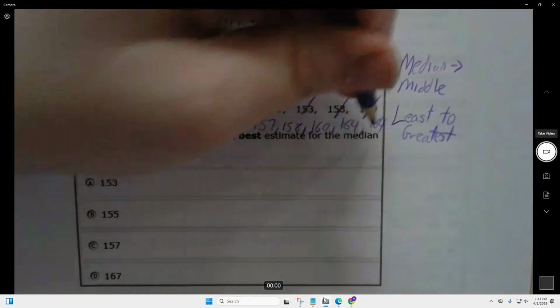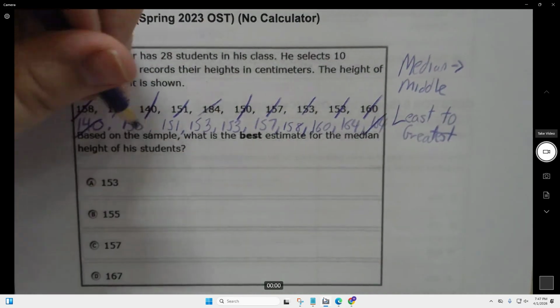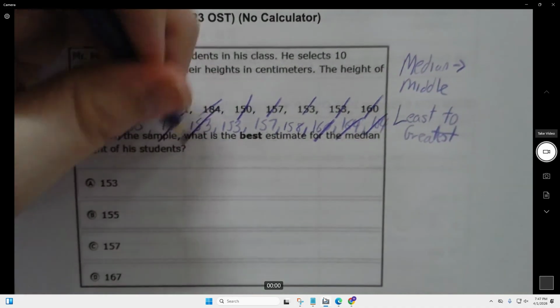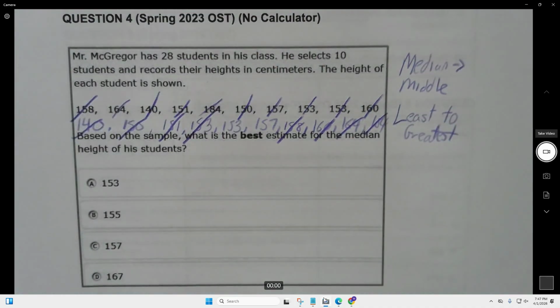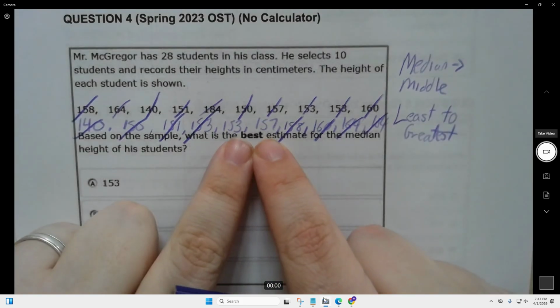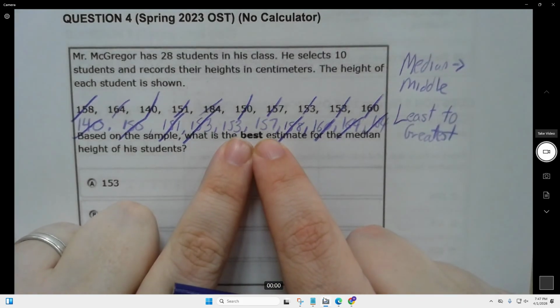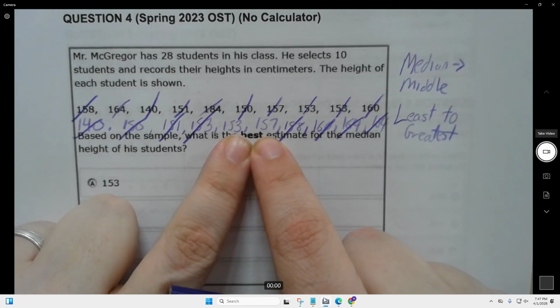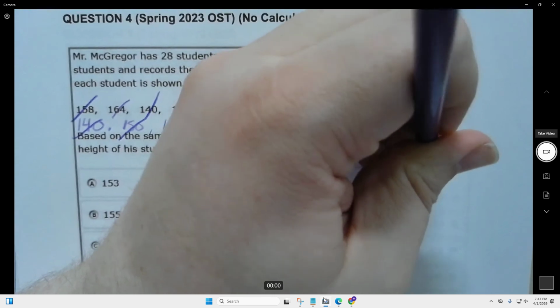So I take one off the left, one off the right. One off the left, one off the right. One off the left, one off the right. One off the left, one off the right. Now, if you get to this point and there's only one value left, that value is your median. But we're at the point where we did that and we have two values left, 153 and 157. In this case, you find the average of the two.